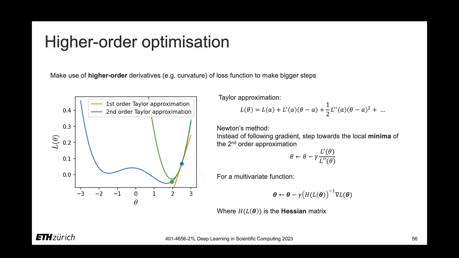Cool. So I showed that for a 1D function, but when you go to multiple dimensions, remember our loss function is a high dimensional function. We're actually talking about the Hessian of our loss function, and we need to invert the Hessian and then multiply it by the gradient of the loss.